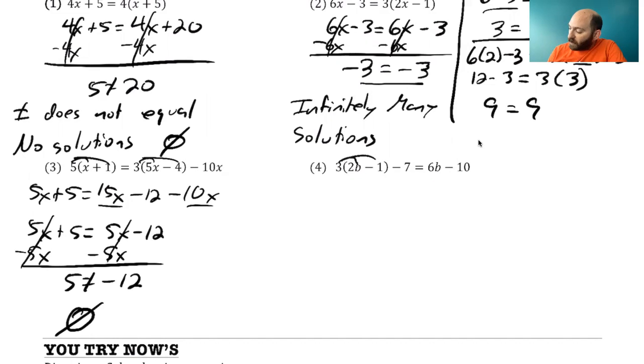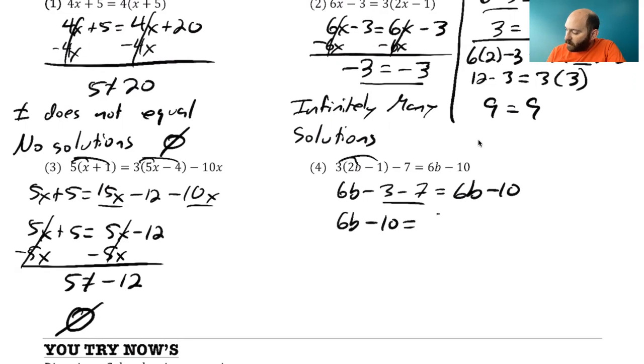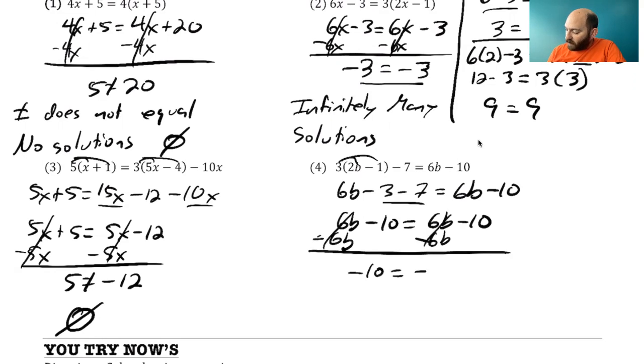And my final example here, I'm going to distribute the 3 here. 6b minus 3 minus 7 equals 6b minus 10. Okay, I'll put these together. So I get 6b minus 10 equals 6b minus 10. Hey, you might notice again a little bit of a shortcut, but if I subtract 6b over, I get negative 10 equal to negative 10. That is a true statement. So it is infinitely many solutions.